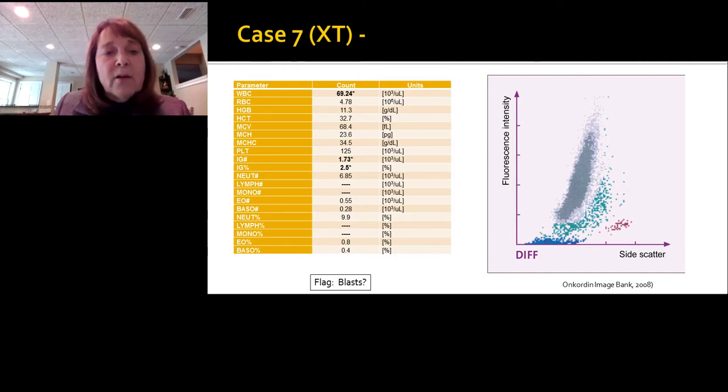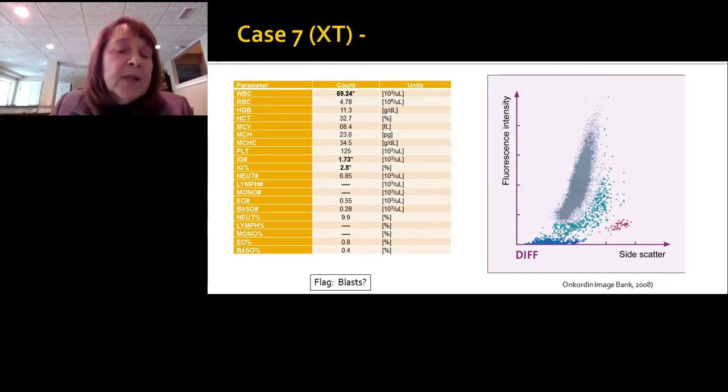We have small numbers of immature grans, so what we're seeing going upward here might be immature grans, but the most important thing is that the lymph and mono population is actually flagged out. So telling you in this particular case, you absolutely need the microscopic differential. But the sample did indeed give a blast flag, so it leads us in that direction.